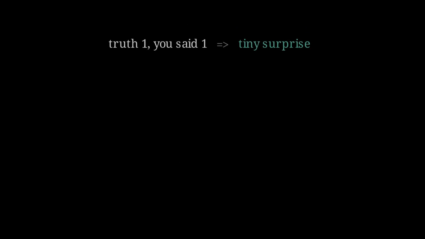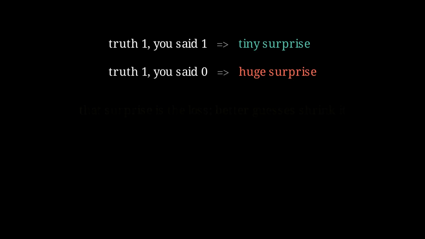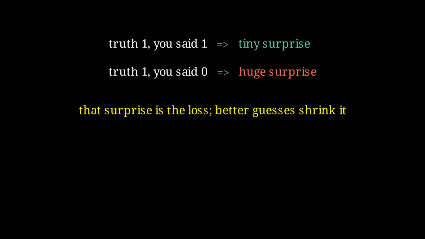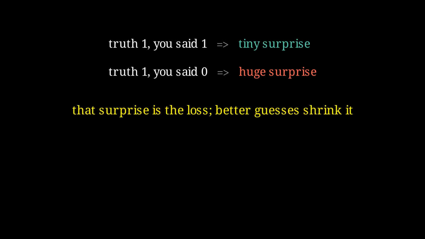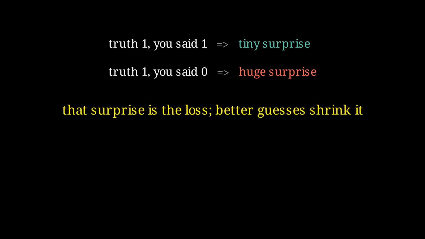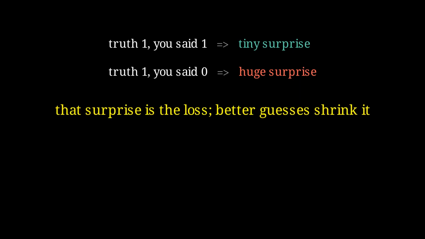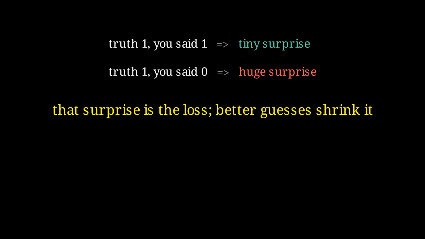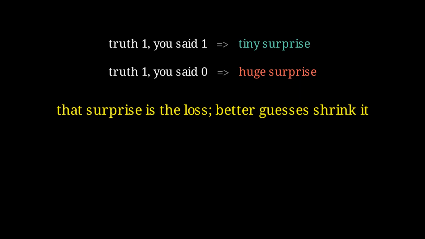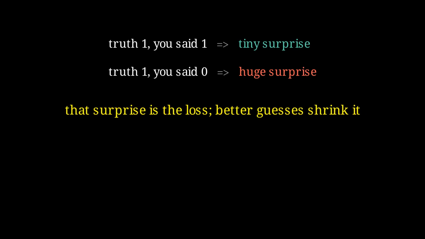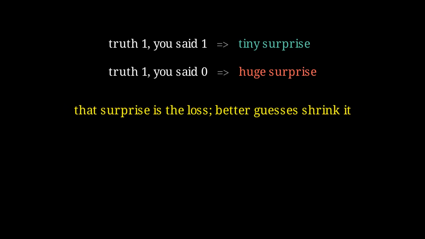Now the second job, scoring that confidence against the truth. That is what binary cross-entropy does. If the true label is 1 and you confidently said 1, your surprise is tiny. If the truth is 1 and you confidently said 0, your surprise is enormous. The code computes this straight from the logit in a form that never overflows, but the meaning is simple. It is how surprised the model should be at the correct answer. That surprise is the loss. Better guesses make it smaller.